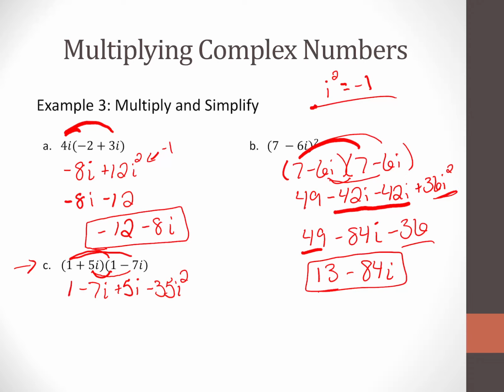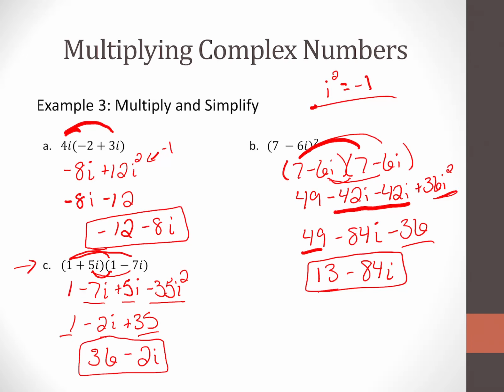So combine our middle terms, negative 7i plus 5i is negative 2i. This negative 35i squared, i squared is negative 1, remember, so that would change to plus 35. Combine our like terms, 36 minus 2i. Remember to always write the i term last, the real part first, the imaginary part second for standard form.